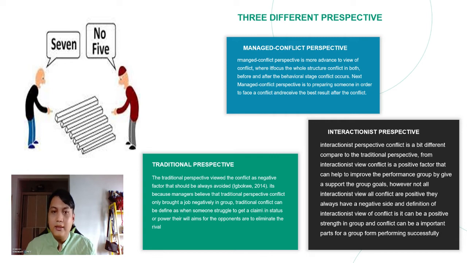The second is the interactionist perspective of conflict. The interactionist perspective is a bit different compared to the traditional perspective. From the interactionist view, conflict is a positive factor that can help to improve the performance of a group by supporting the group's goals. However, not all conflict in the interactionist view is positive. It always has a negative side, and the definition of the interactionist view is that conflict can be a positive strain in a group, but it can also prevent a group from performing successfully.